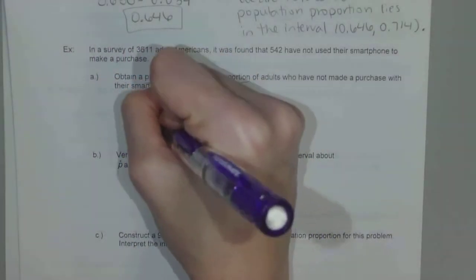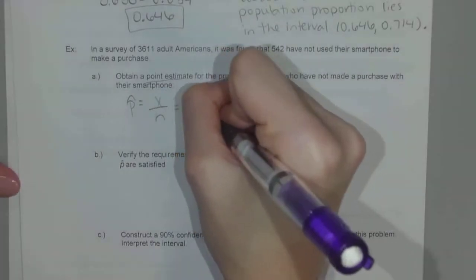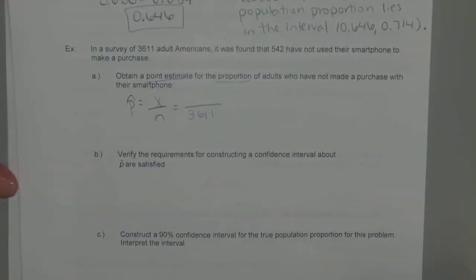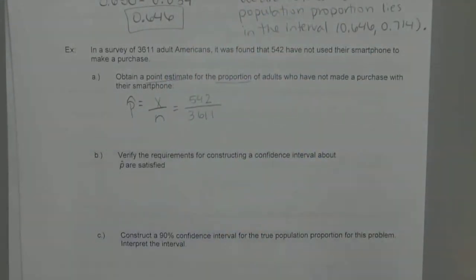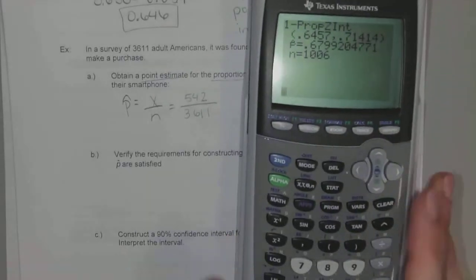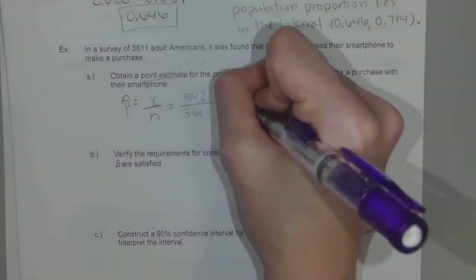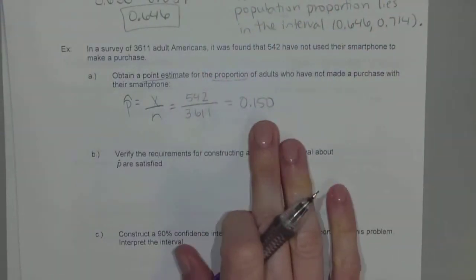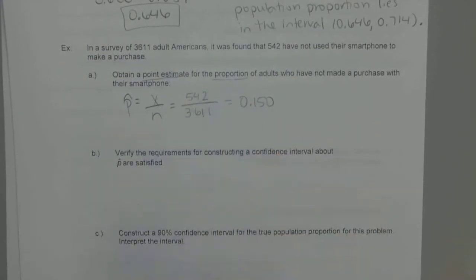How do we find P hat? It's X over N. All right, how many total people did we ask? It's always going to be that bigger number, right? So the 3,611. And of those, how many said they haven't used their smartphone to make a purchase? 542. What we're going to do is put it in and just round to 3 decimals. So when you put that in your calculator, 542 divided by 3611, rounded to 3 decimals, I'm keeping it at 0.150. And again, that's just to be consistent. So basically, it's the nearest percent to 1/10 of a percent, right, if we moved it over.